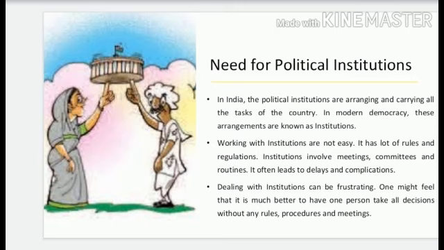Need for political institutions. In India, the political institutions are arranging and carrying out all the tasks of the country. In modern democracy, these arrangements are known as institutions. Working with institutions is not easy. It has a lot of rules and regulations. Institutions involve meetings, committees, and routines. It often leads to delays and complications. Dealing with institutions can be frustrating.